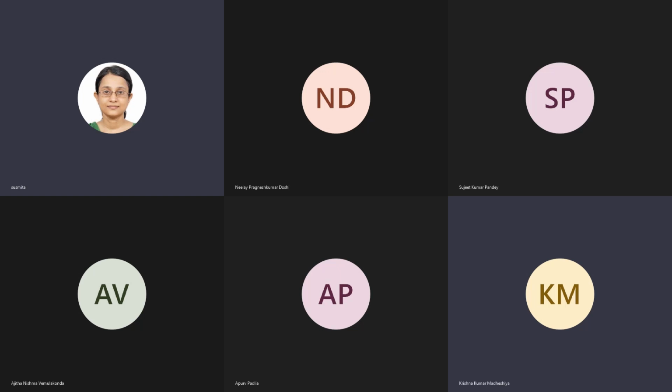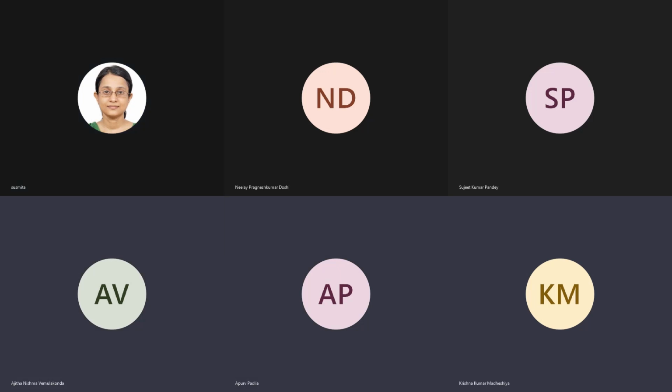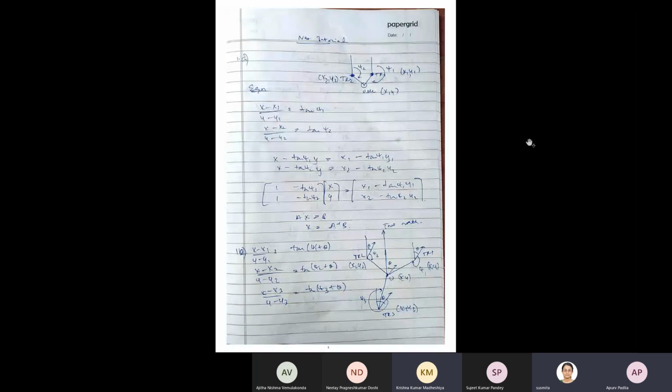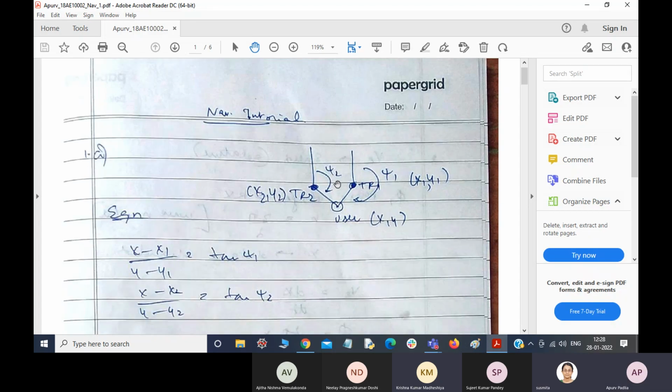Who wants to explain? Who is ready with the explanation? Ma'am, I did. Okay, Apur. Apur responded before Ajita. So I'll ask Apur to share the screen first, explain what he has done, then I'll go to Ajita. Okay? Yes, ma'am. Ma'am, can you enlarge it a little bit? Yes, ma'am.